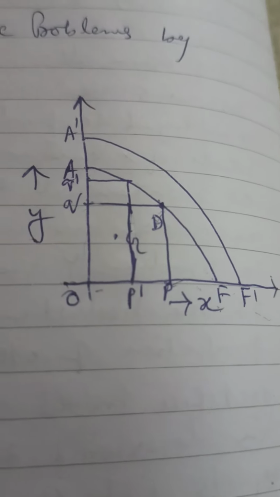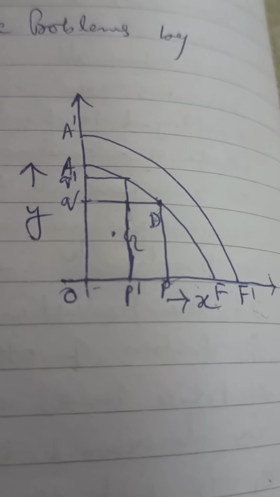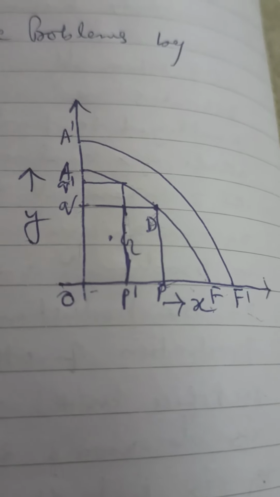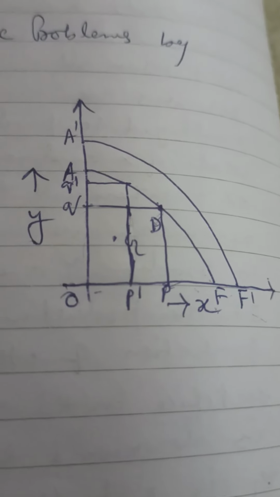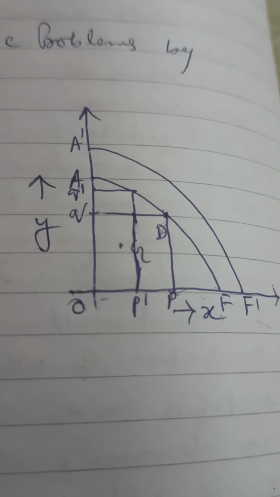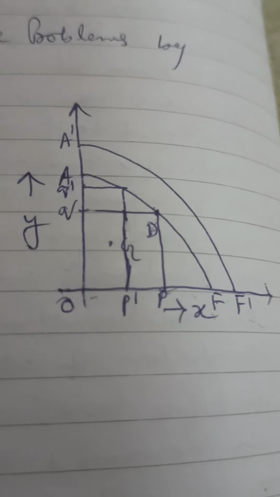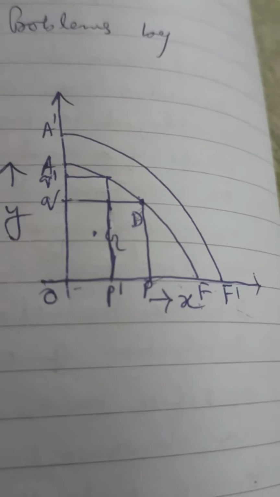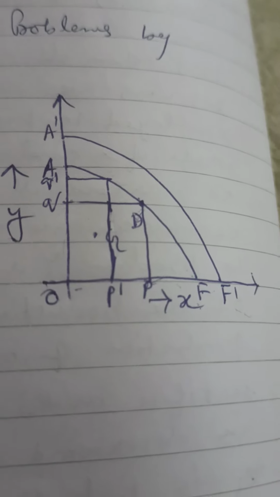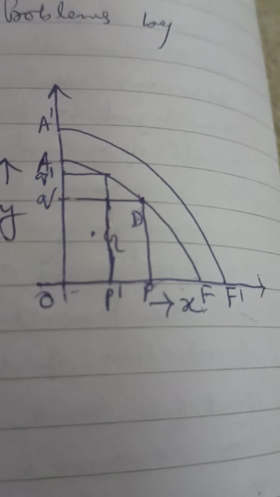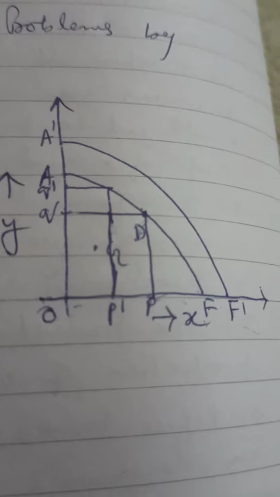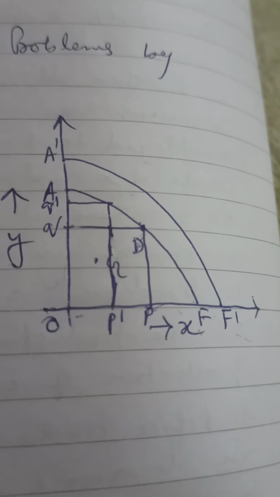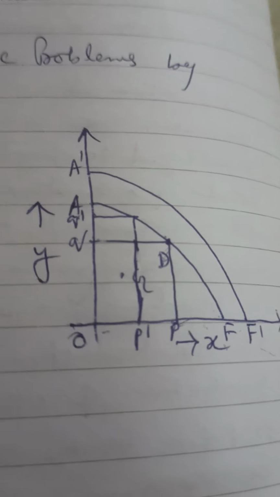At point D, if we operate, we are producing OP amount of X commodity and OQ amount of Y commodity, as we have put X on the horizontal axis and Y on the vertical axis. Another production possibility curve I have drawn over here, that is A dashed and F dashed. Today we will discuss the three basic questions through this production possibility curve: what to produce, how to produce, and for whom to produce.